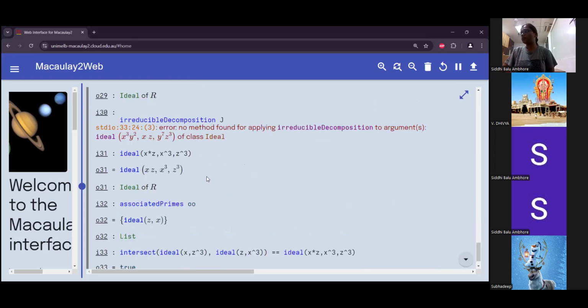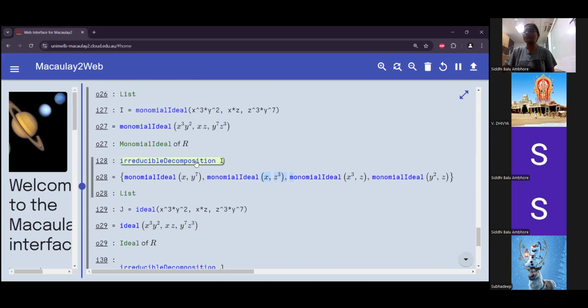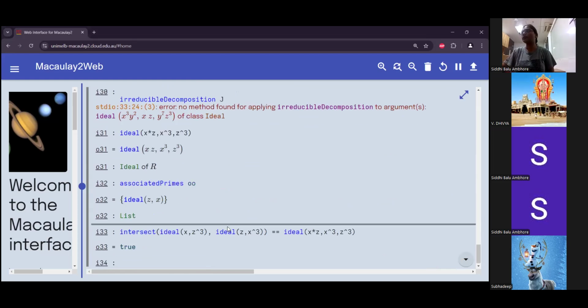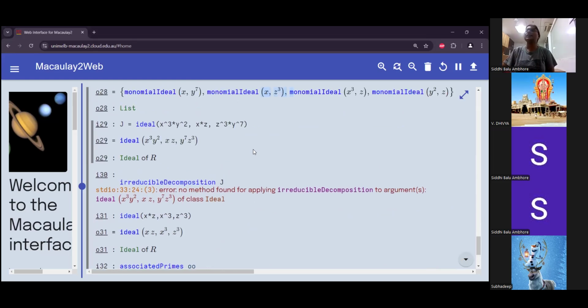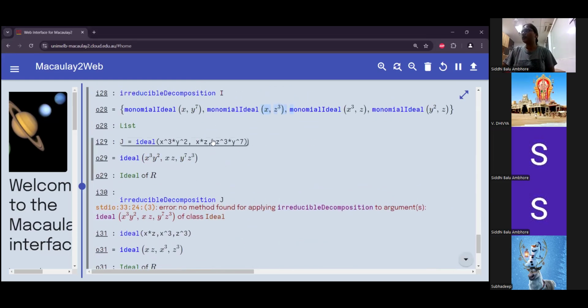So I hope this is clear, and I can stop sharing. You can experiment with irreducible decomposition, primary decomposition, and associated primes in Macaulay 2 with different ideals. And primary decomposition can also be obtained for non-monomial ideals. You can also try to find that. So I guess this much is okay for now. We'll go back.